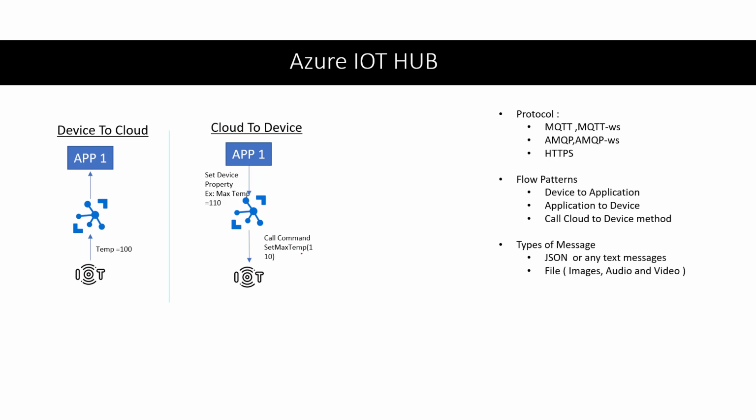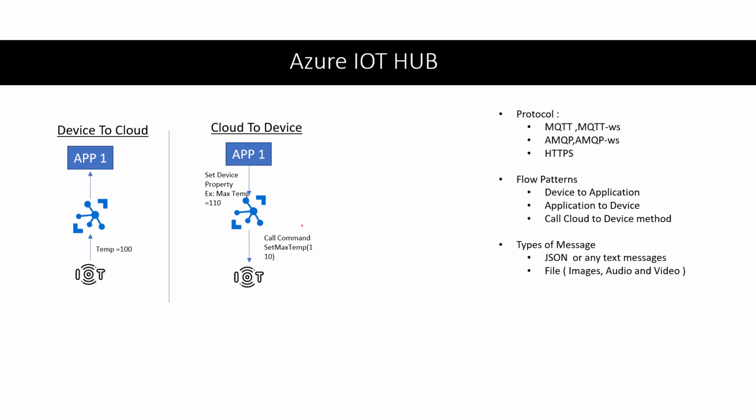Next important one is the flow patterns or the communication patterns that Azure IoT Hub supports. The most common communication pattern that most of the IoT applications use is the device to application communication flow. So we need to send telemetry from the devices, like what I've shown here, from the device to cloud. And if you see, there is temperature data going from the device to the application. So this is the most common pattern. The device is sending telemetry information to your applications. So that is commonly supported by Azure IoT Hub.